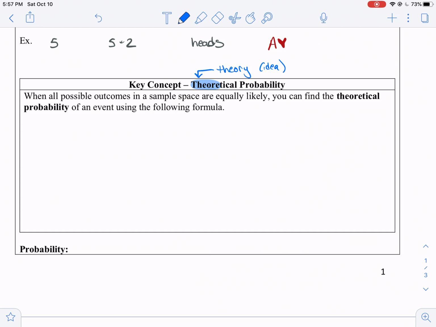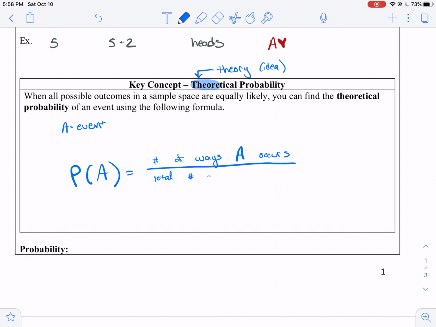Okay. So if all possible outcomes in a sample space are equally likely, you can find the theoretical probability of an event by saying, let's say A is the event that we want. We say the probability of event A is the number of ways event A occurs over the total number of possible outcomes.